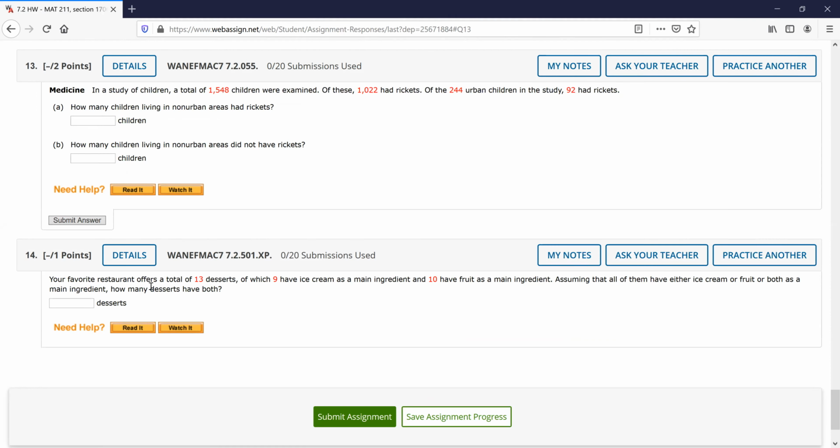Favorite restaurant offers a total of 13 desserts, of which 9 have ice cream as the main ingredient, 10 have fruit as the main ingredient. Assuming all of them have either ice cream or fruit or both as the main ingredient, how many desserts have both?